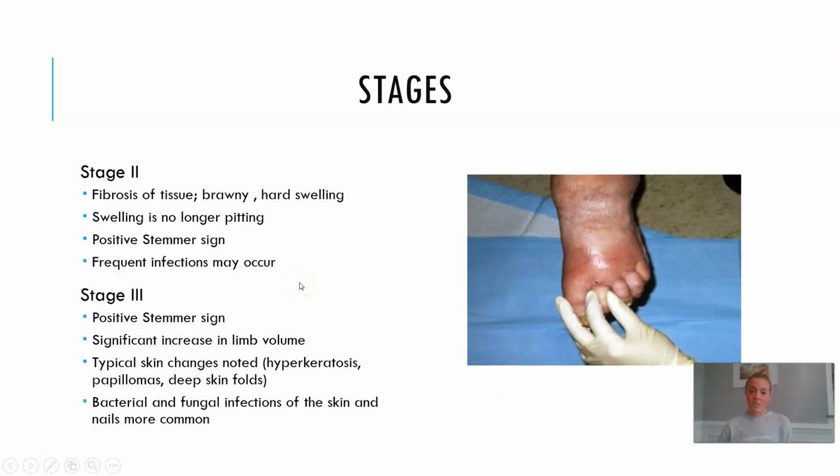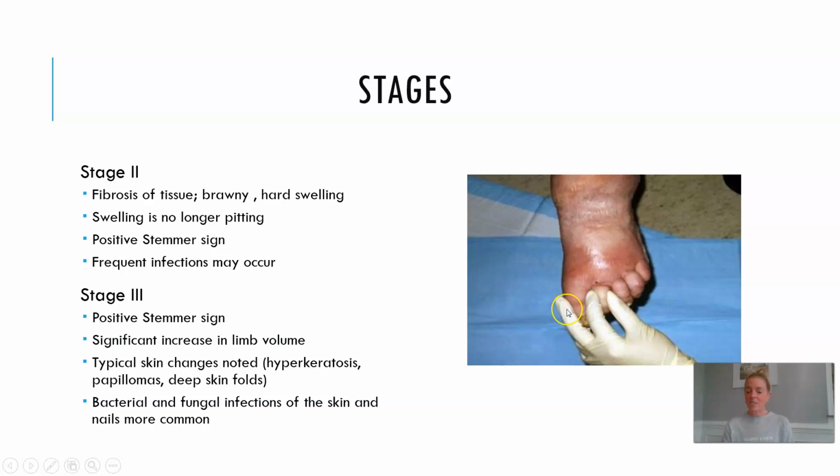Stage 2 is your spontaneously irreversible stage. So now we actually do get to see some fibrosis of the tissue. You might start to see some of that brawny type edema. It becomes more of a hard swelling. It's no longer that pitting edema. You can't really leave a fingerprint in it anymore. It's become sort of rigid or firm. There is a positive Stemmer's sign, which is what they're testing in this picture right here. And frequent infections may occur as well. So they might get wounds or skin infections, cellulitis, things like that are pretty common in this stage.